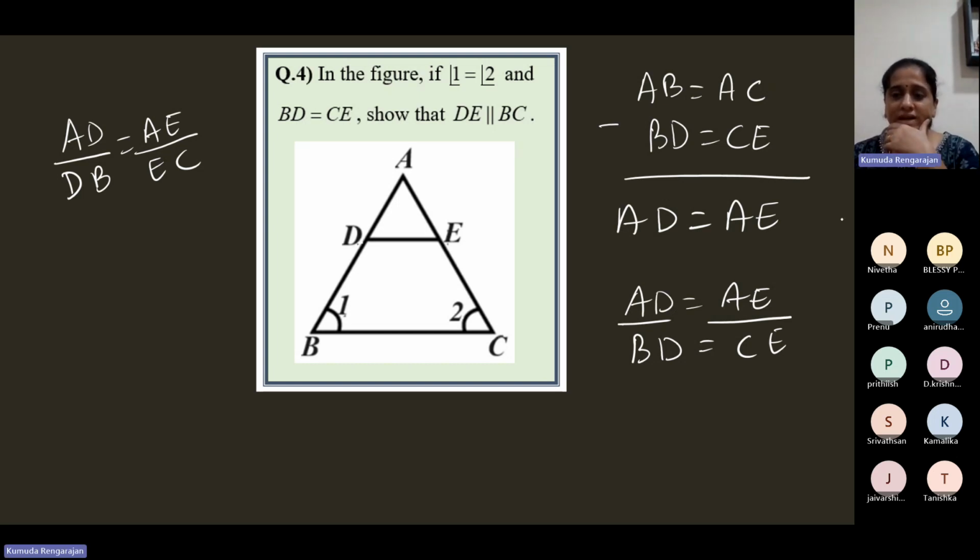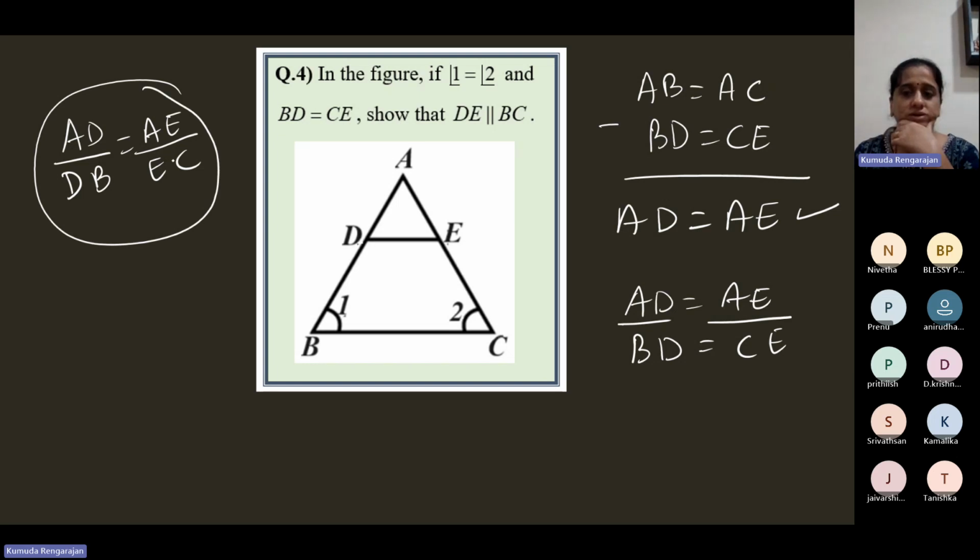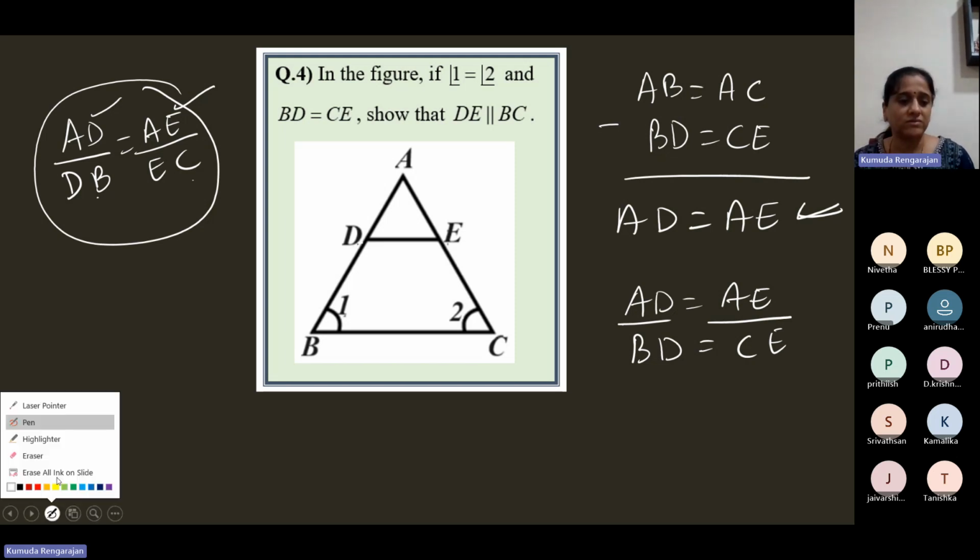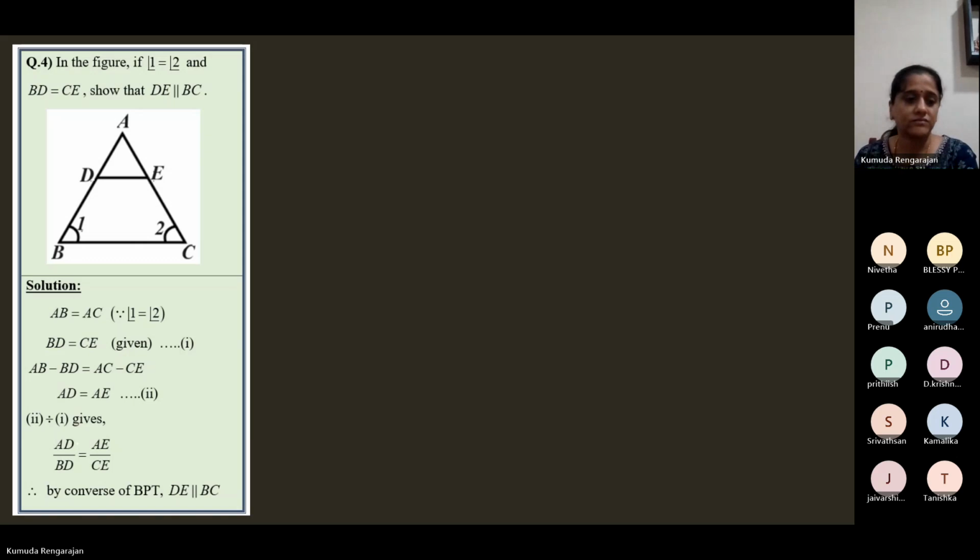When you subtract to get a new result, you should know what proportion you want. You want this proportion. So on subtracting, you get the numerator, AD equals AE. You want DB and EC, that's given in the question itself. So write that correctly, one below the other. You should adjust and write that. Then divide the two equations. You get the proportion, and by converse of BPT, the two lines are parallel. That's what is here.